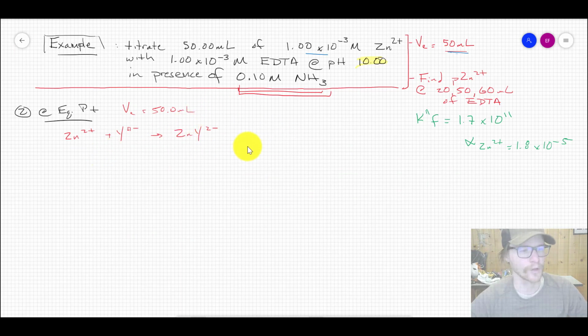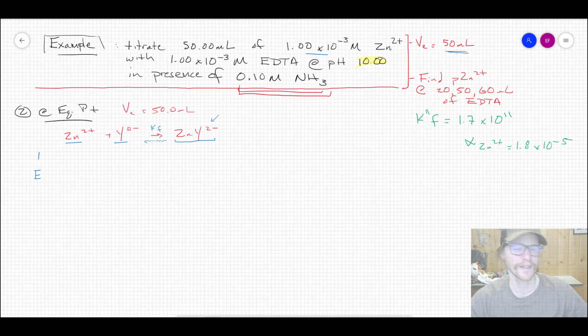So remember, at equivalence, what you've done is added exactly enough of the Y4 minus to completely complex all the stoichiometric amount of zinc in the system. So what you have at that moment is everything complexed in the form of the ZnY2 minus. But then, of course, if that's what you have added to water, it's going to trickle back a little bit based on whatever that formation constant is in the system, or 1 over that. And so in order to compensate for this in an ICE plot, we need to know what is the concentration of ZnY2 minus.